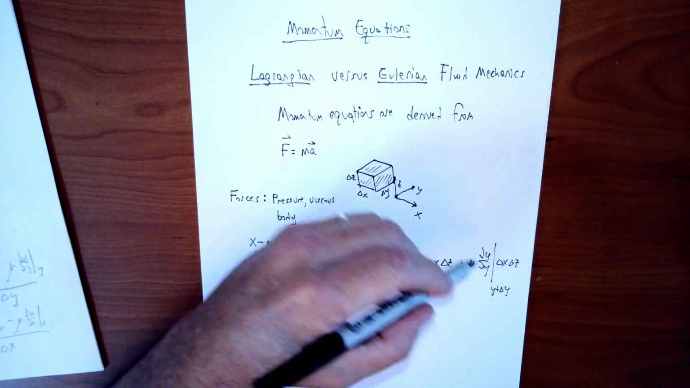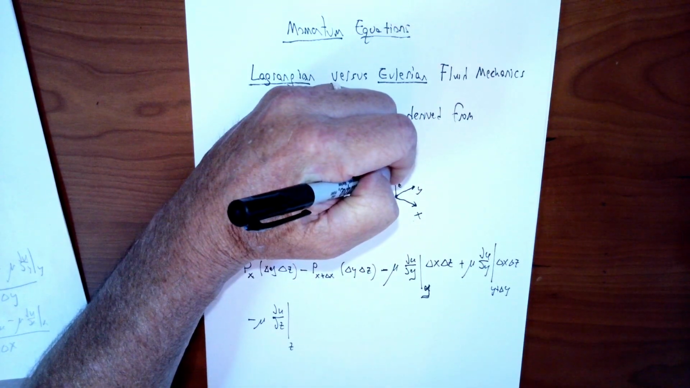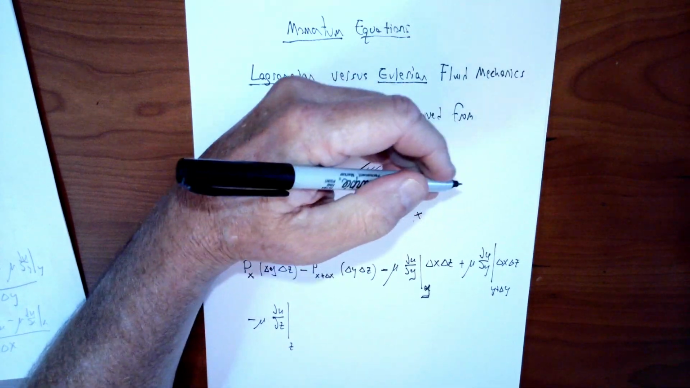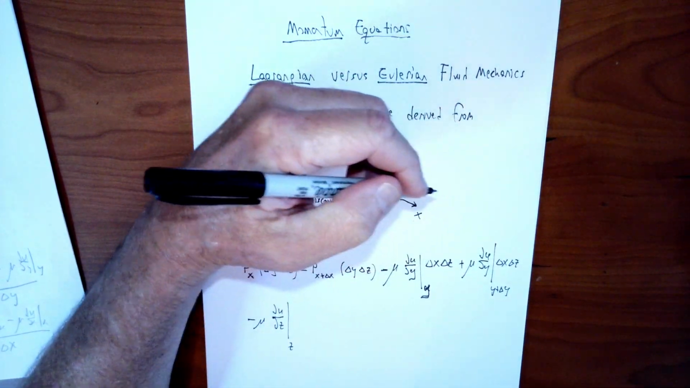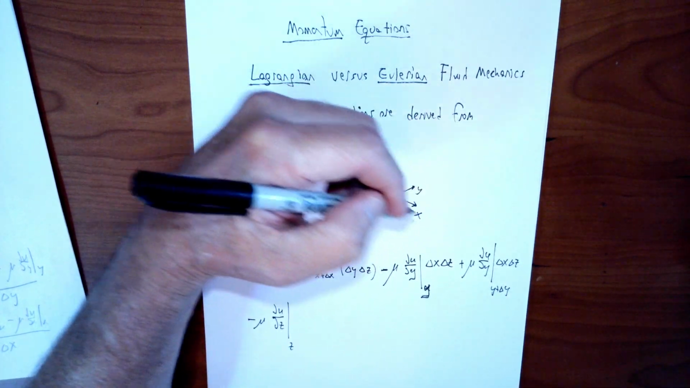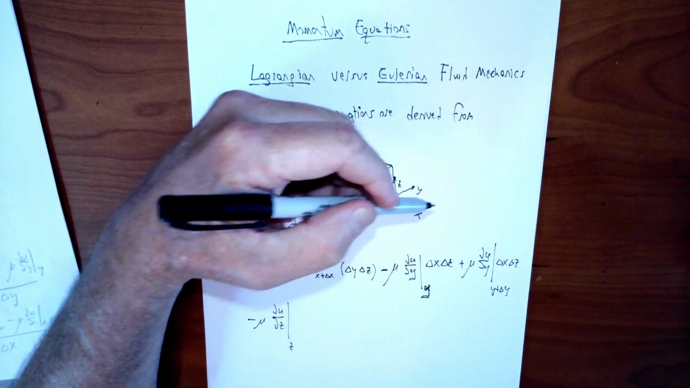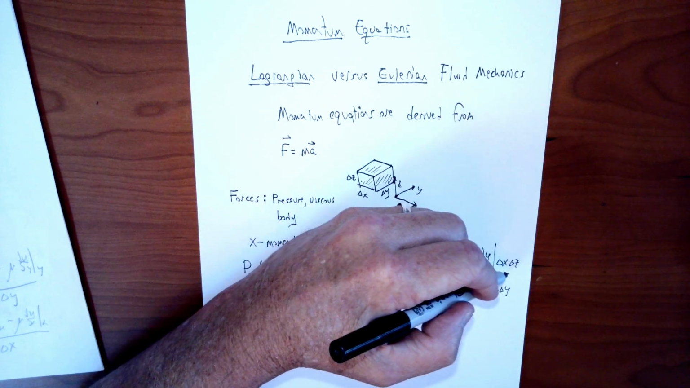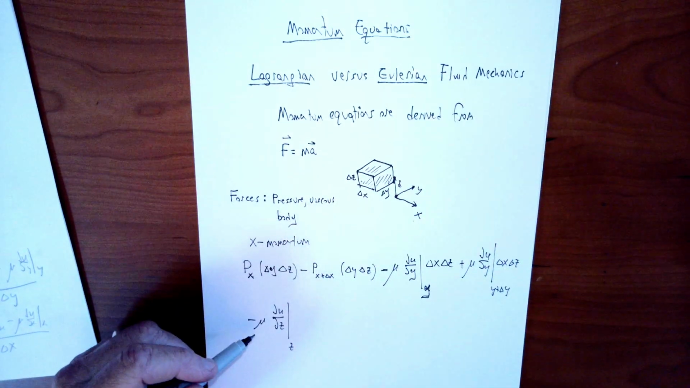Similarly, if du dy is positive over here, it means that fluid just to that side of our box is moving faster than our fluid is moving. And that's going to tend to drag our box forward and exert a positive force. And again, the size of that surface is delta x, delta z.